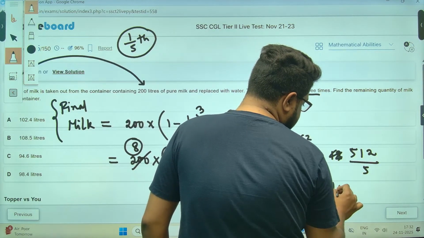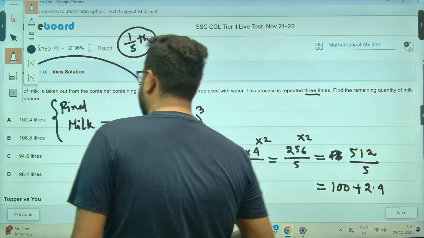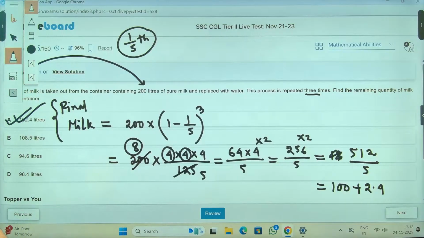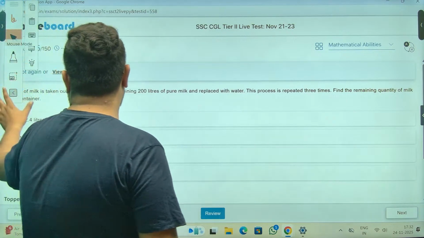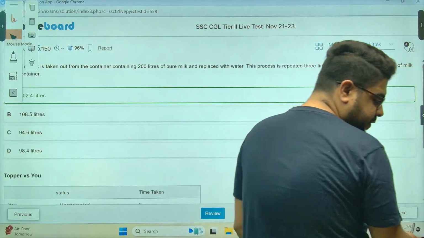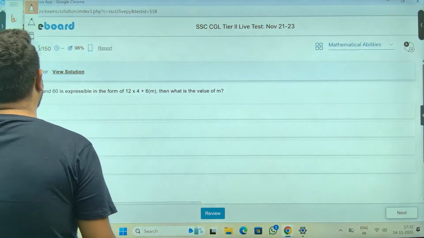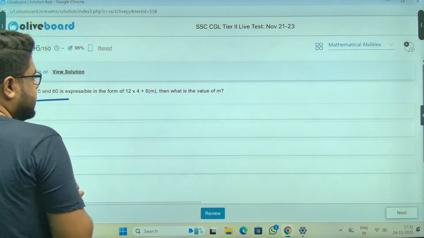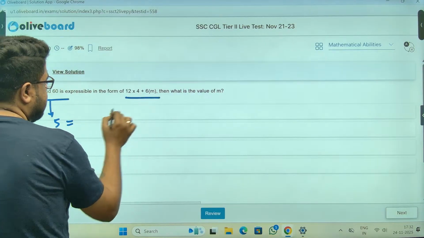Sir, 100 plus 12 by 5 means 2.4. So 102.4. Sir, option A is the answer. Most definitely, definitely your correct answer. It is not very difficult. A basic question I had missed. I had missed one basic simple thing. HCF of these two, which is what? 5. It is written as this.